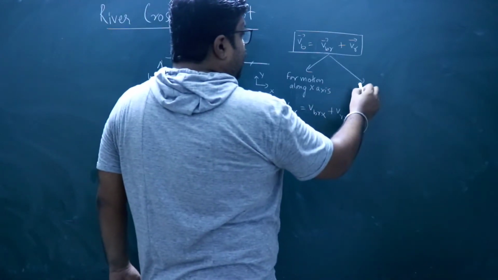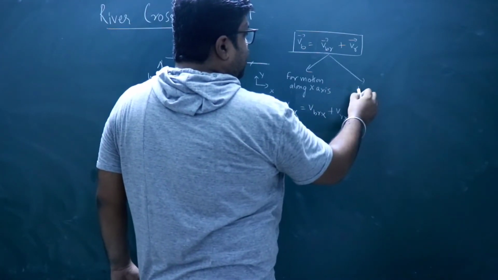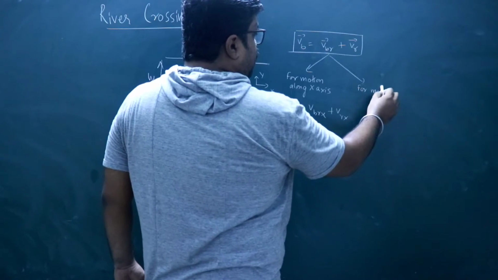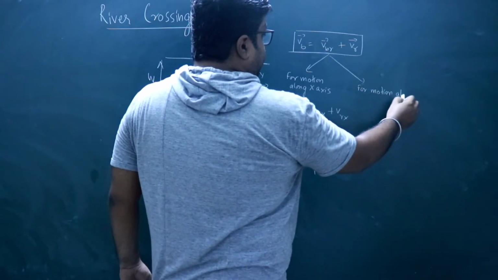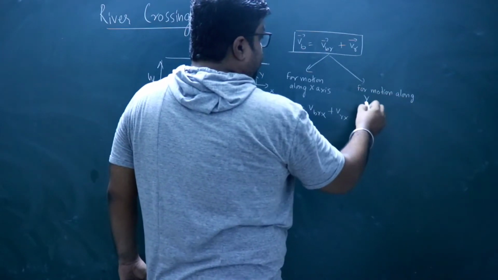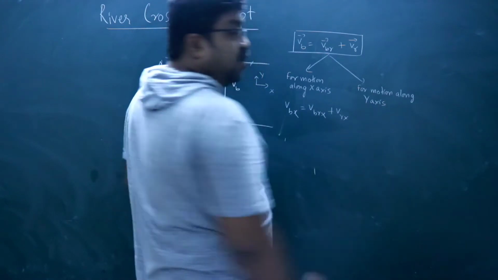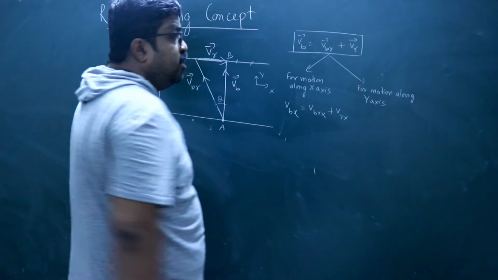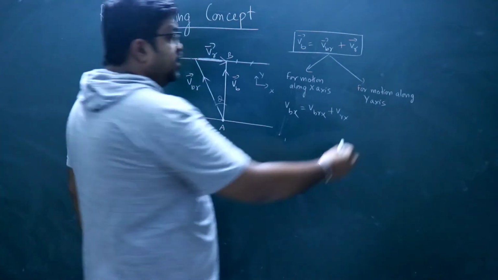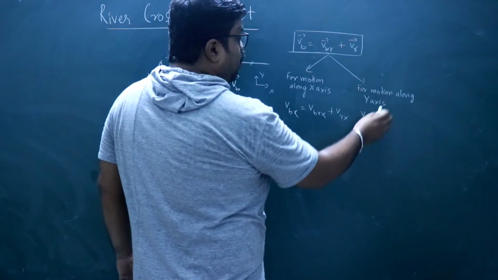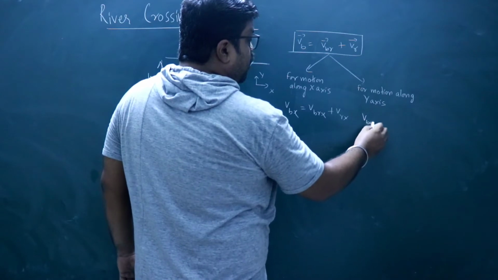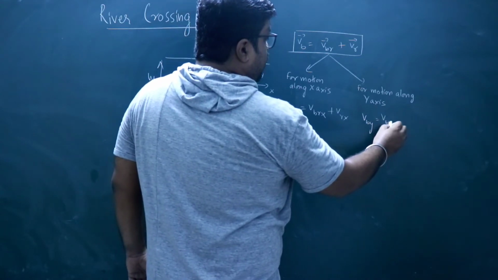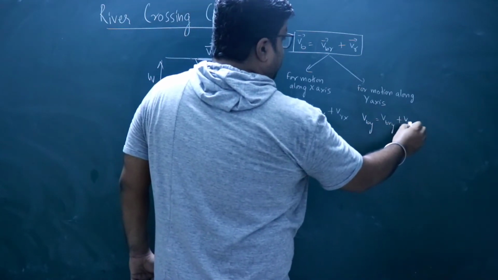Now similarly, for motion along y-axis, I can write the y component of velocity of each term. So that is VBy is equal to VBRy plus VRy.